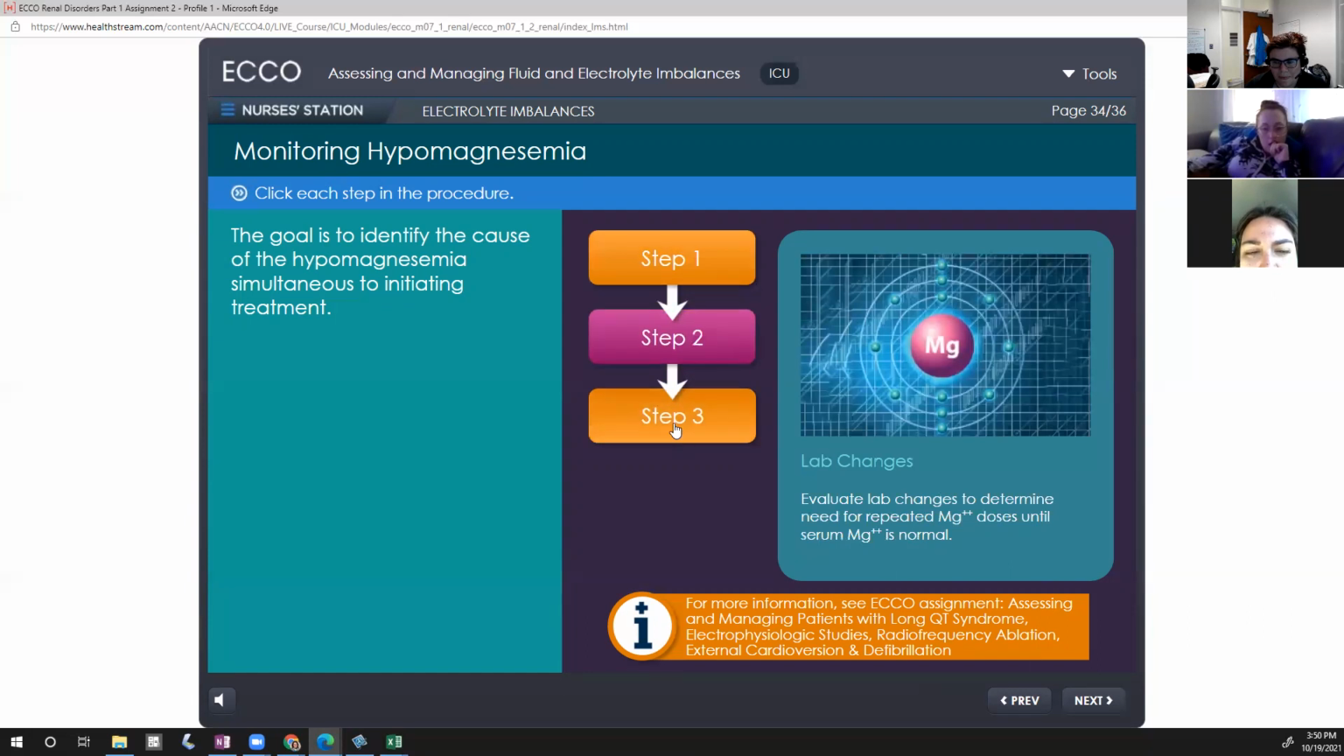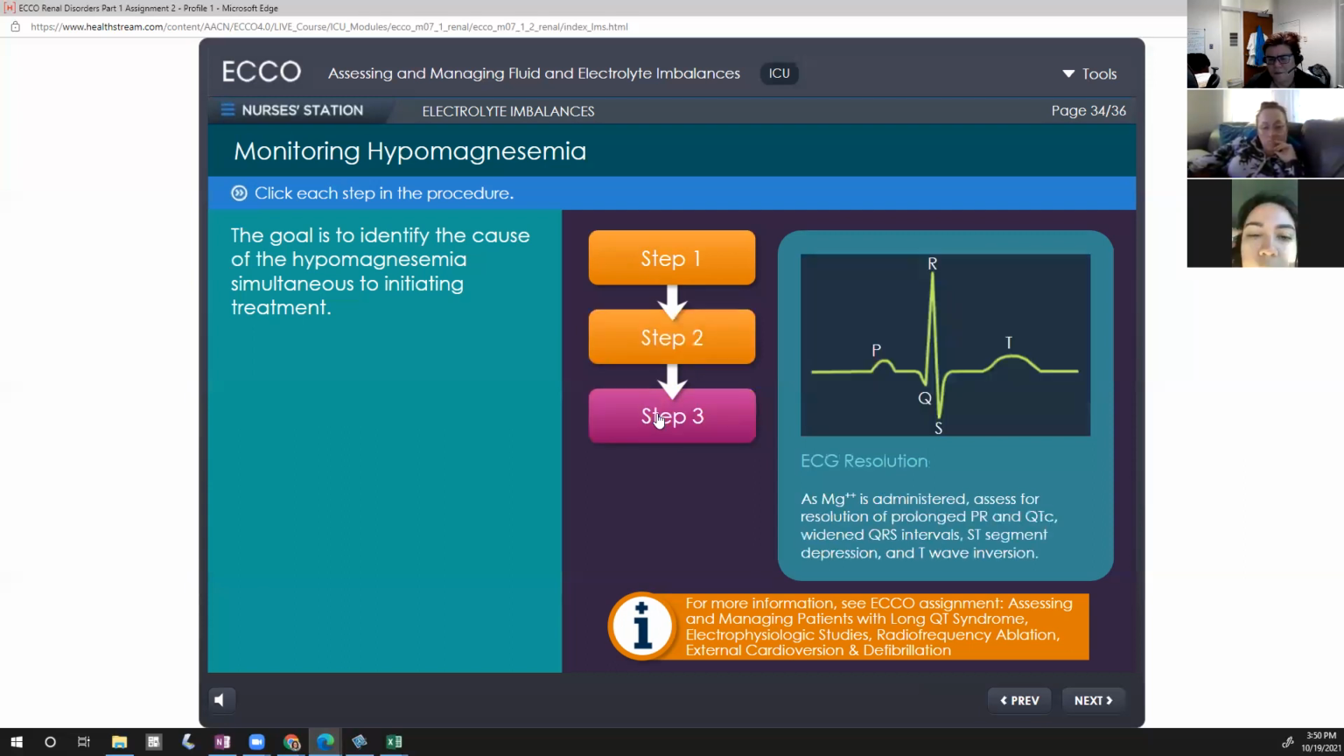Lab changes. When I first started in the ICU, we didn't actually do repeat mag levels. We would correct it and then never actually bother to check. The new electrolyte protocol that came out like a year and a half, maybe 2 years ago, actually has us rechecking. And then again, your QRS and ST should be fixed, and the T-wave should be the correct way up.